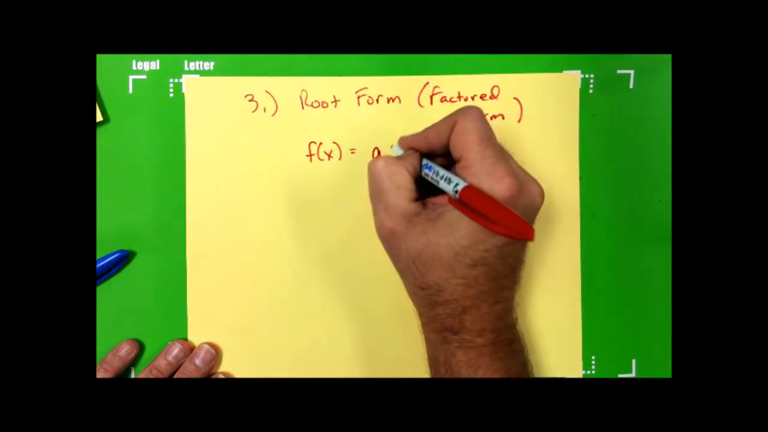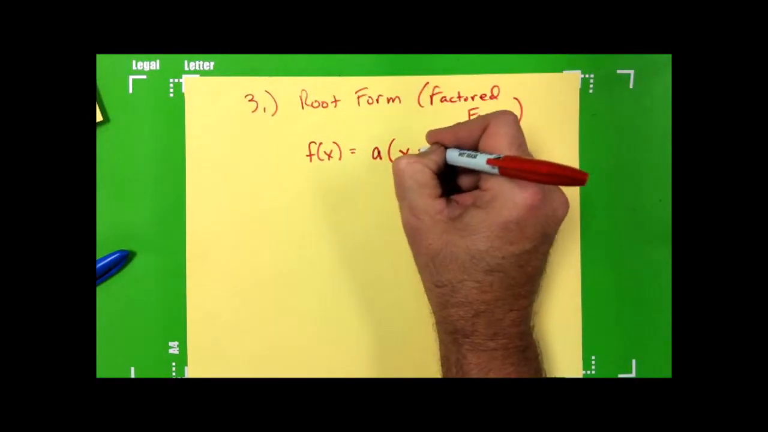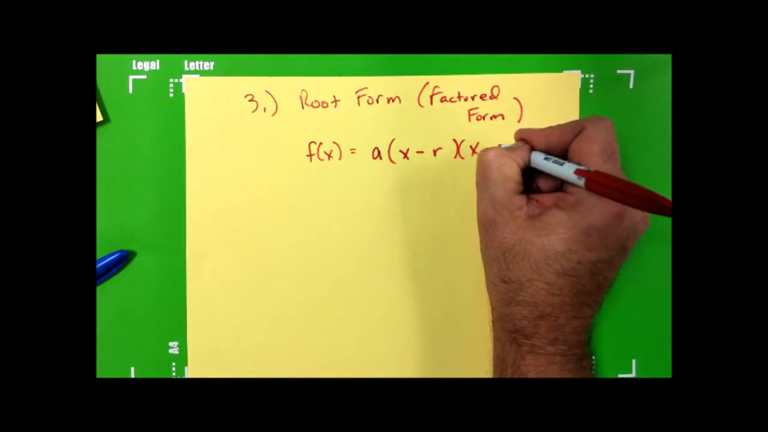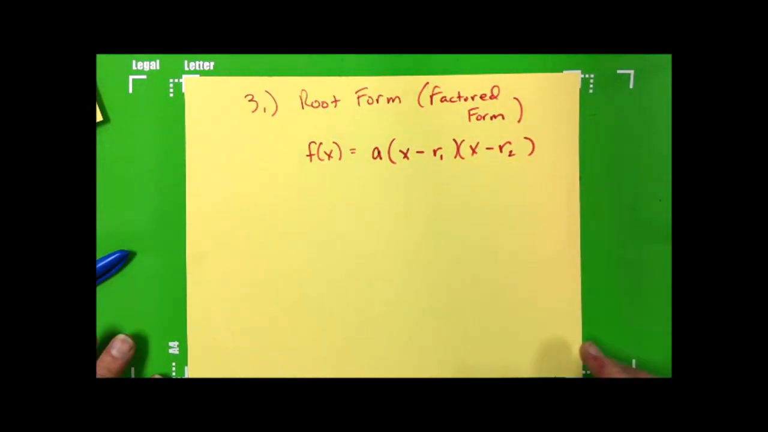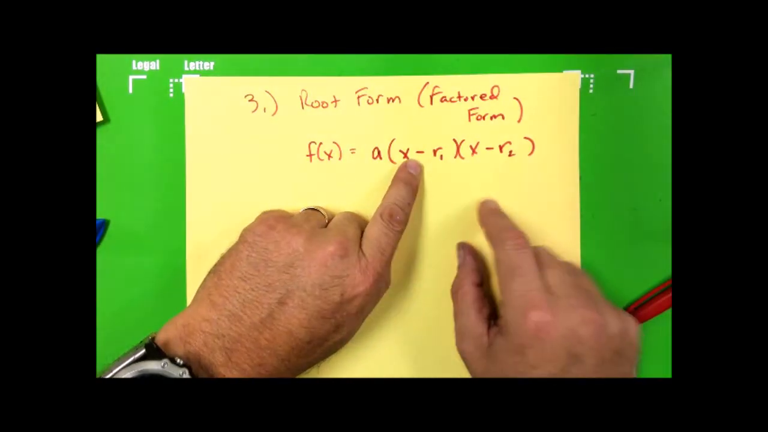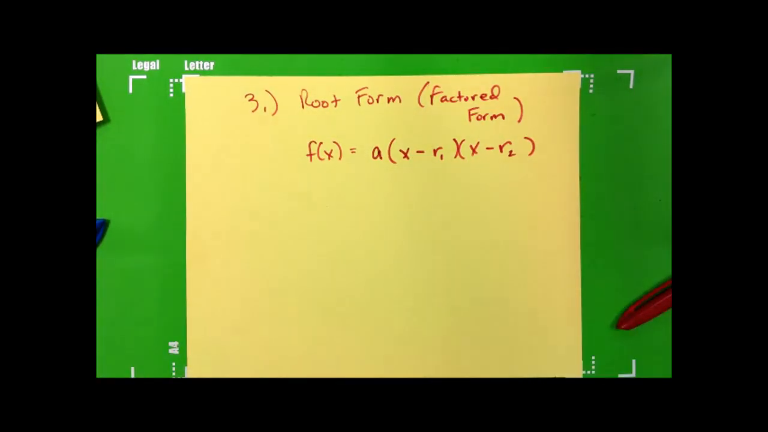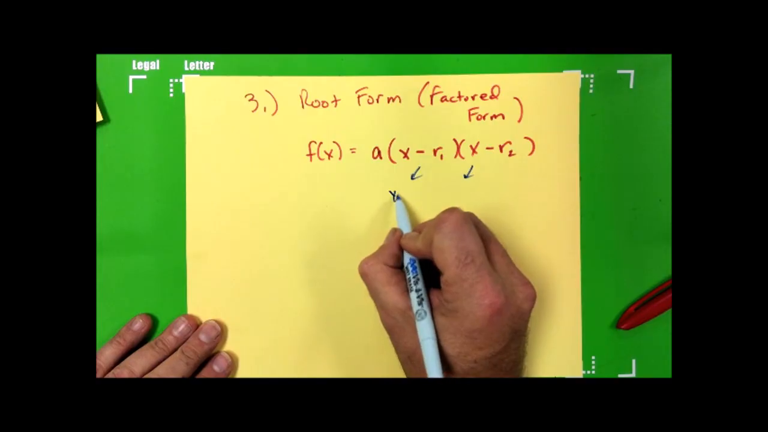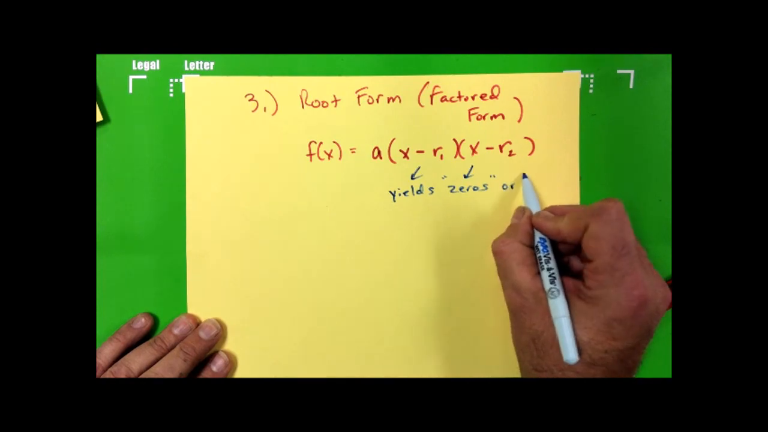It says that I'm going to have some a potentially, oftentimes it's just 1. And if I took those factors, I would have an x minus something and an x minus something. And usually we put r here to designate the roots of those forms. And if we reverse the process, we would take this, set it equal to 0, we take this, set it equal to 0, and it gives us the x-intercepts. So this is an important form because if I can get it in this form, it yields zeros. It yields the zeros of the function, or x-intercepts.